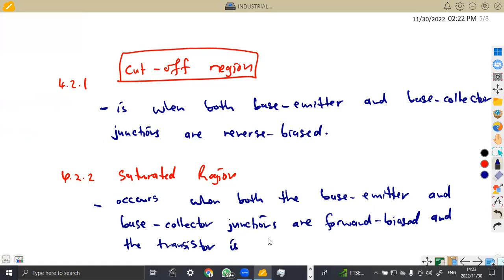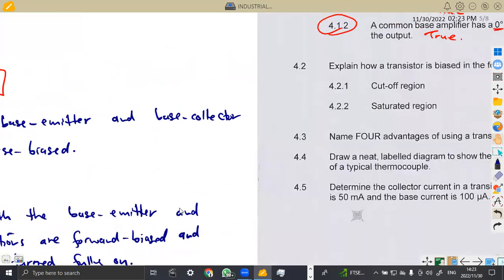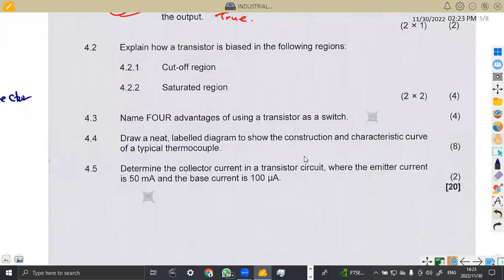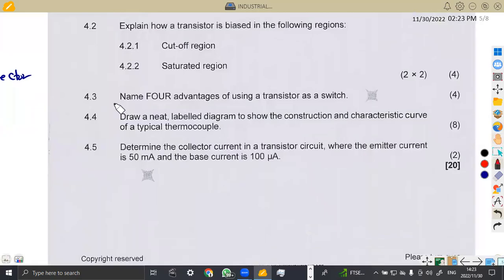And the transistor is turned fully on. That is what we have in the saturated region. I think, guys, some of these ones are just common things that we are used to.